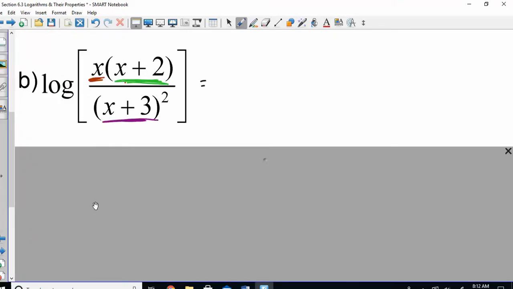So how many logs am I going to write? 3. Okay, so for this x, we have log of x. I didn't give you a base. Anytime I don't say the base, it's assumed to be base 10, but you don't have to worry about it. If I didn't give you a base, you don't have to write a base. It's multiplied with the next one, so we need to add log of x plus 2. Keep that x plus 2 in parentheses.